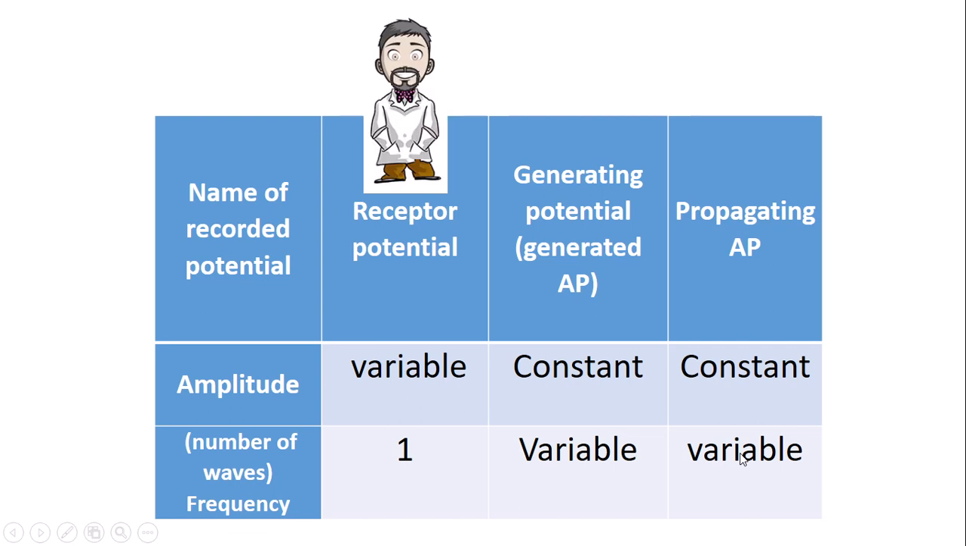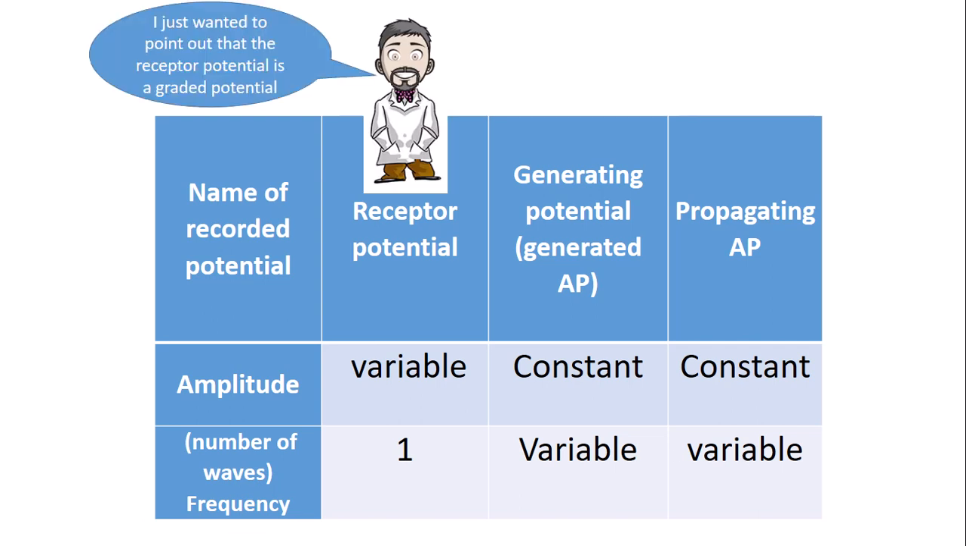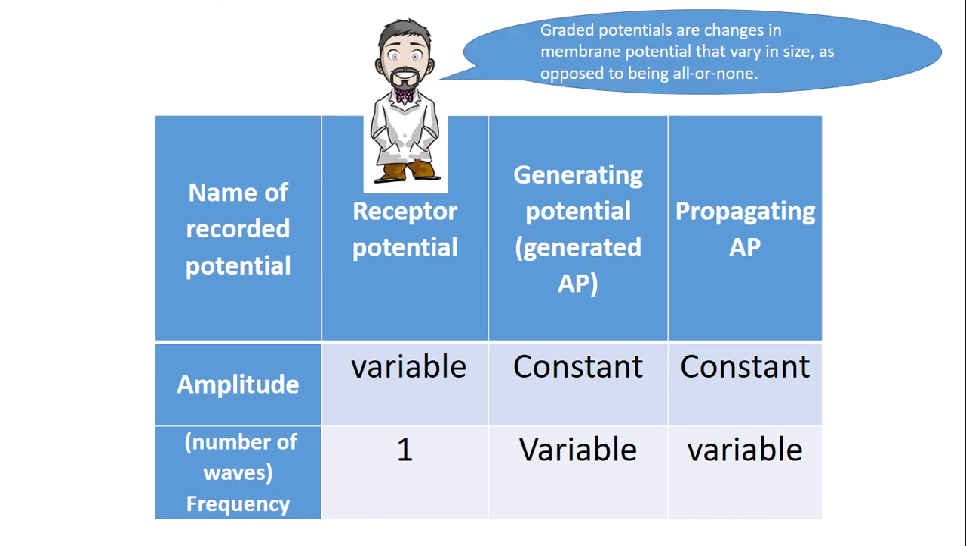It's variable. So, okay, hi, what do you want? I just wanted to point out that the receptor potential is a graded potential. Graded? What do you mean? It's over. We got a grade. We got a mark over it. Graded potentials are changes in membrane potential that vary in size as opposed to being all or none. So you mean that its amplitude is not constant, so that's why it qualifies as a graded potential. Okay, thank you very much.